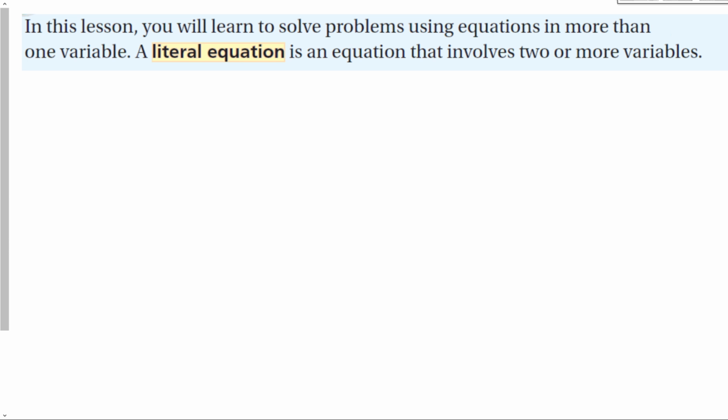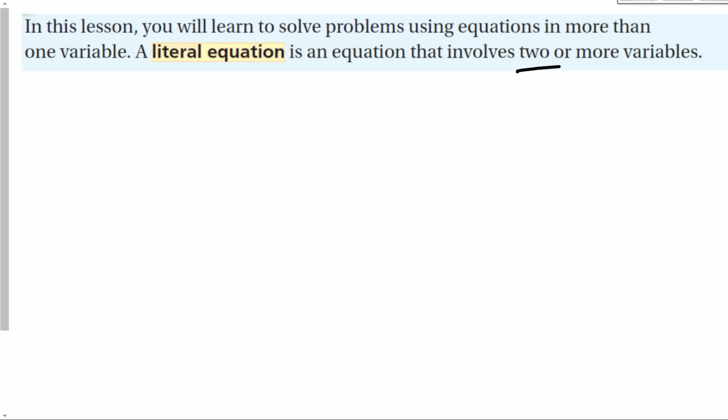Okay, so what exactly is a literal equation? In this lesson, you will learn how to solve problems using equations in more than one variable. A literal equation is an equation that involves two or more variables. So basically, since we're going to have one equation with two or more variables, we're going to take that equation and just rearrange it.